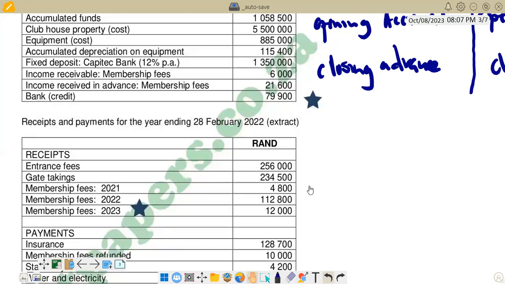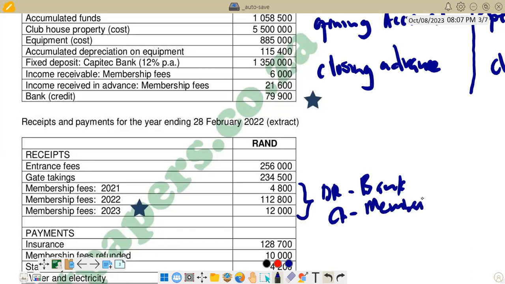So these amounts we are supposed to enter in the membership fees account. And remember, we are receiving. Whenever we are receiving, we debit the bank account. So for the double entry for these, we debit the bank because we are receiving money, and then we credit the income account. In this case, we credit the membership fees account.